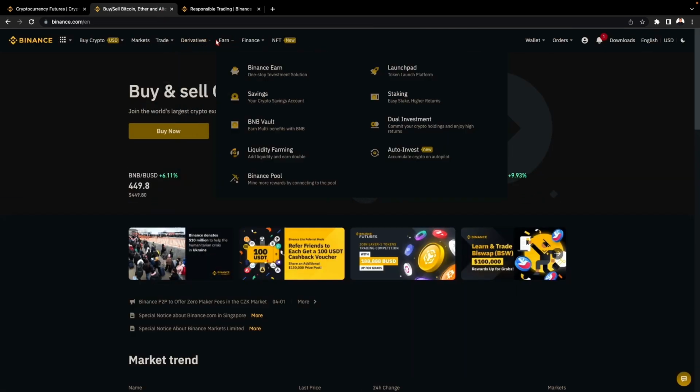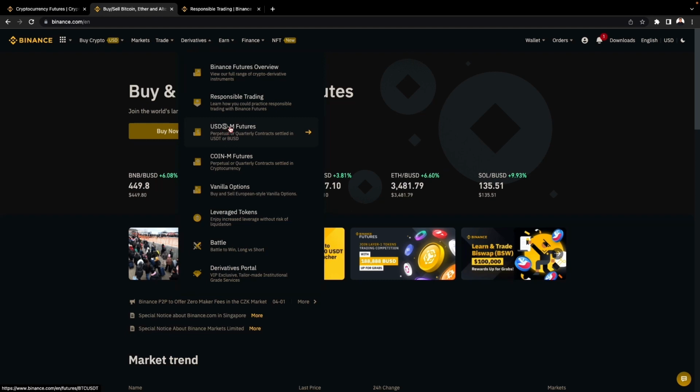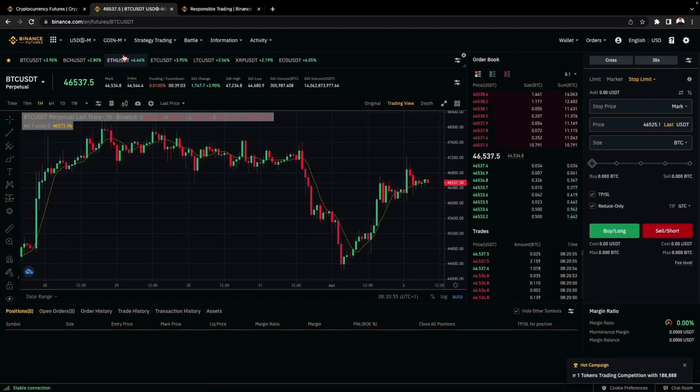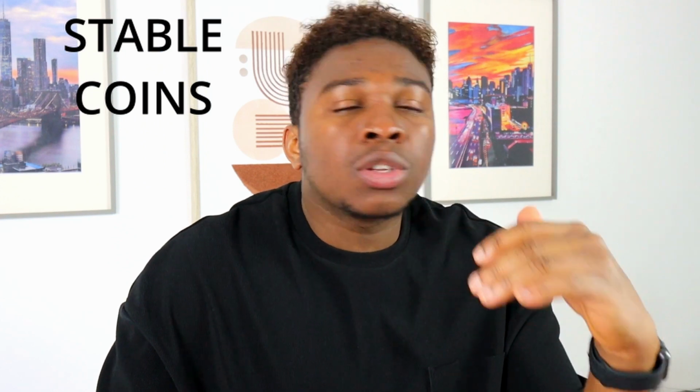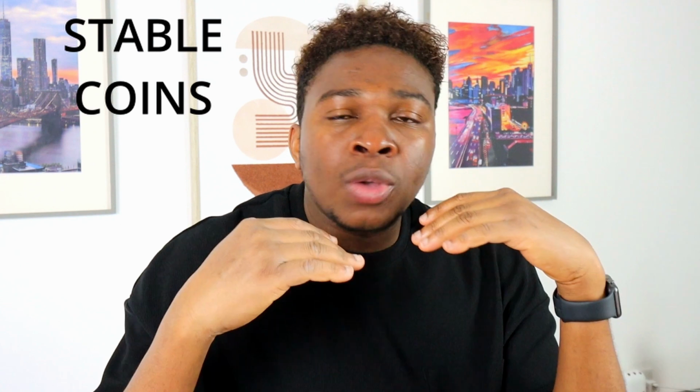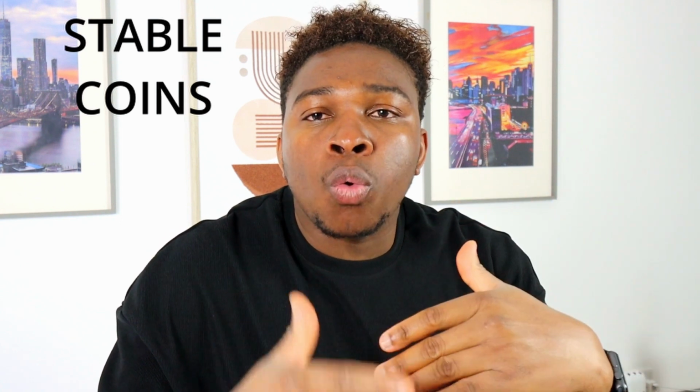So the next tab that we have is USD stable margin futures. We have two types of futures trading on Binance: USD stable margin futures and coin margin futures. This simply means that you are trading based on a stable coin like Tether or Binance USD coin. You are trading with coins that are on a 1-to-1 ratio with the US dollar. So that's the meaning of USD stable coin.